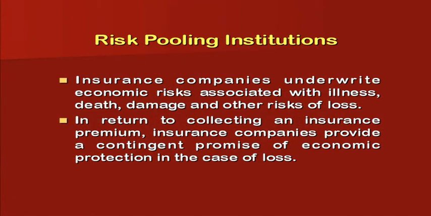Now, risk pooling institutions. Insurance companies underwrite economic risk associated with illness, death, damage, and other risk of loss. In return for collecting an insurance premium, insurance companies provide a contingent promise of economic protection in case of loss. So, the non-banking financial institutions play an important role in managing risk also. They are not giving you the interest rate, or they are not giving you the profits, but still they are covering the risk. Now, in times of emergencies or contingencies, when people are short of funds, the insurance companies do manage the risk at a very low cost. That is, the investors or sponsors or buyers or clients have to buy the policies for a premium. That is, you have to pay a certain amount of money in order to get that security. The risk can be covered because a large pool of many clients is gathered, and if one client is at risk, the other people can support them.